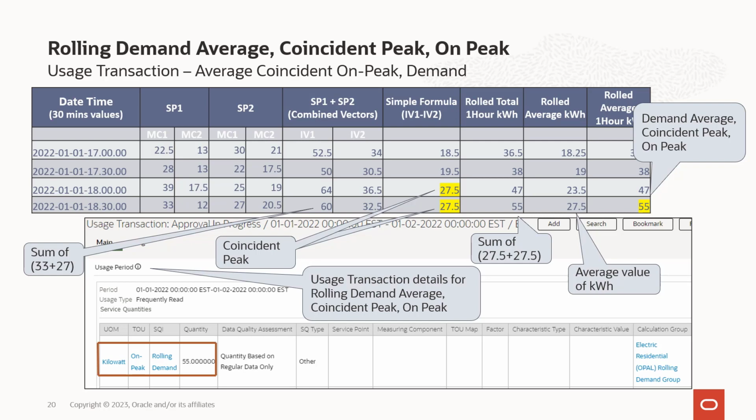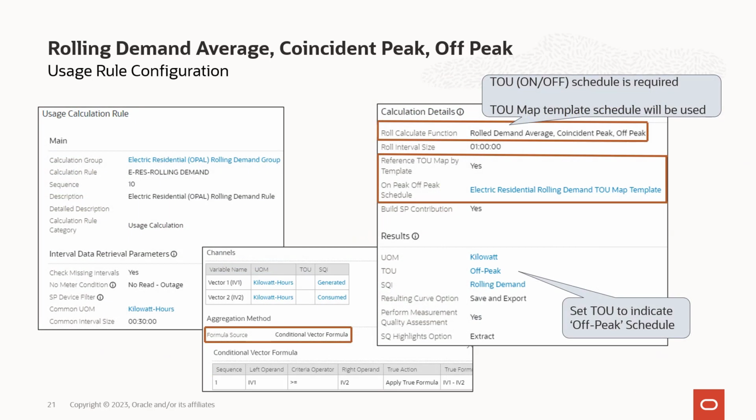Here, the system calculates the rolling demand average coincident peak on peak quantity and publishes it for a specified date time. In this example, there are two coincident peak during on peak hours values. In this situation, the system will select the highest value during on-peak hours of rolled average 1 over kW as final value.